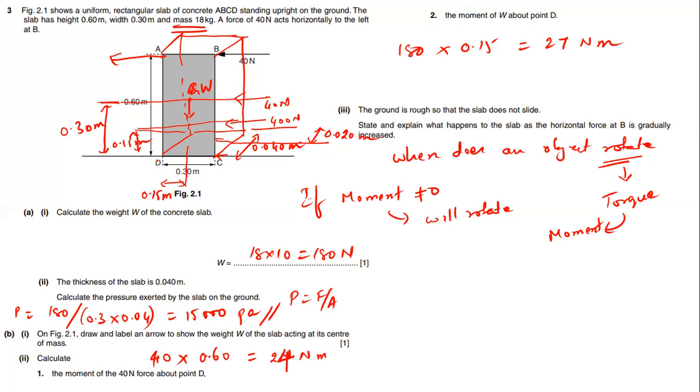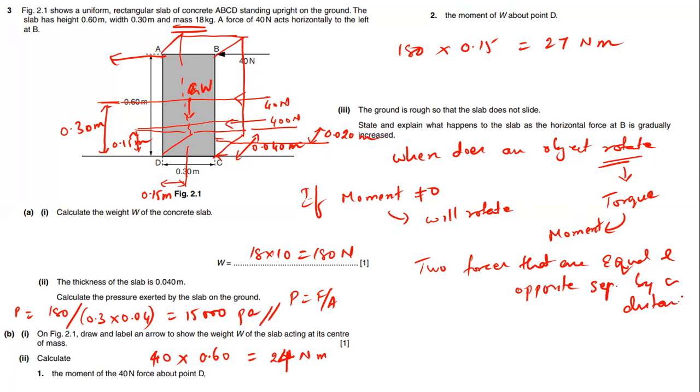So now we have seen when an object rotates and when it does not rotate. Now what is he asking? The ground is rough, the slab does not slide. If something has to rotate, there should be two forces that are equal and opposite, separated by a distance. Only then can an object rotate.